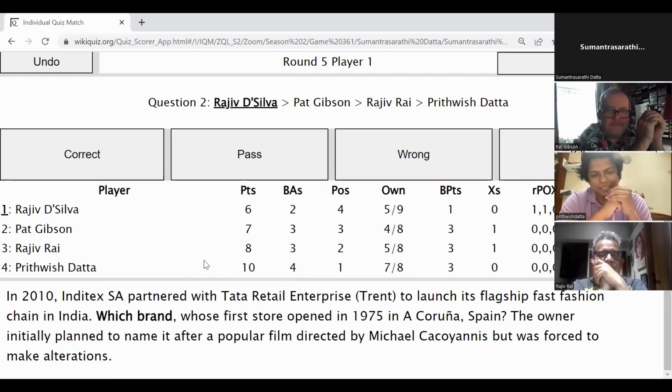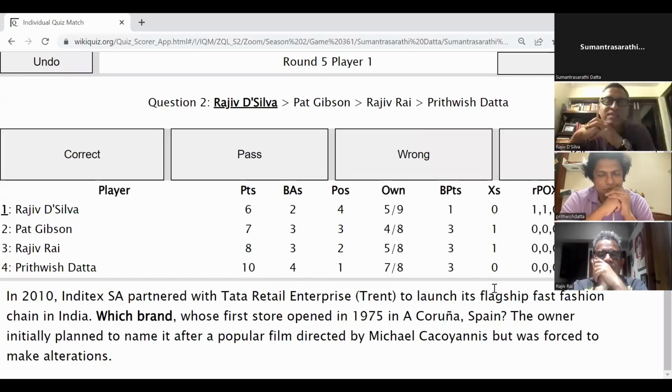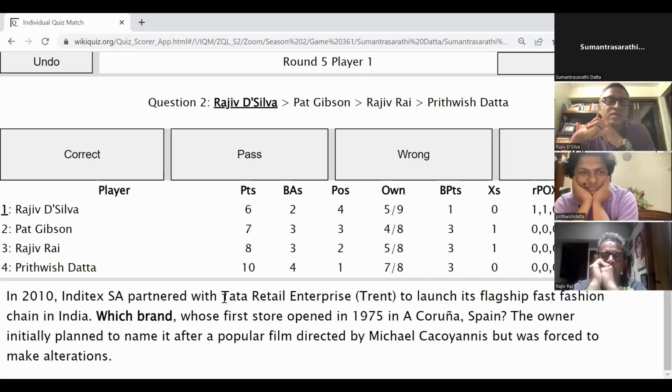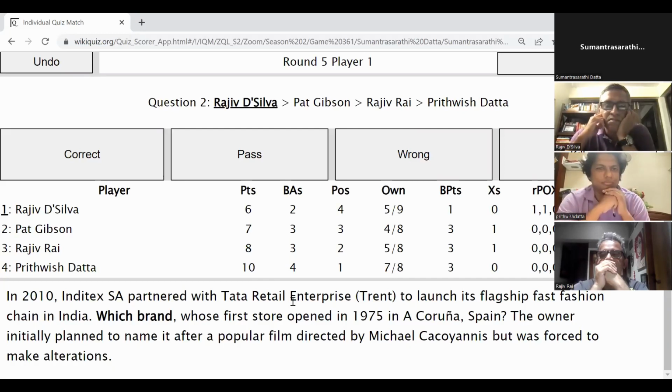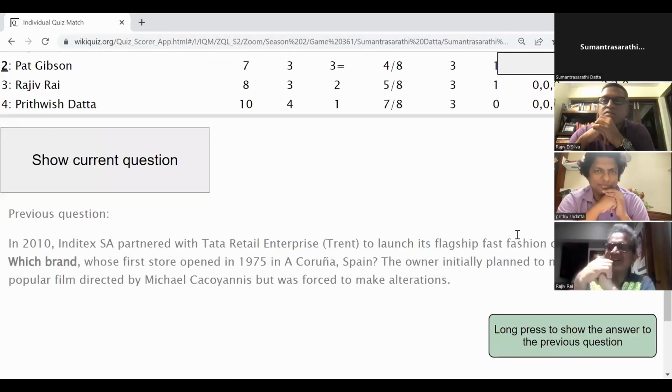In 2010, Inditex SA partnered with Tata Retail Enterprise Trent to launch its flagship fast fashion chain in India. Which brand, whose first store opened in 1979 in Coruña, Spain, initially planned to name it after a popular film directed by Michael Cacoyannis, but was forced to make alterations? Zara. Yeah, Zara is correct. Come on, yeah.